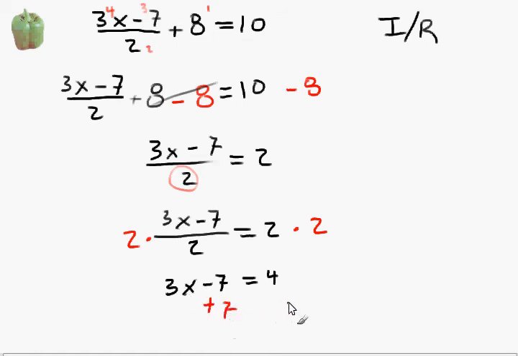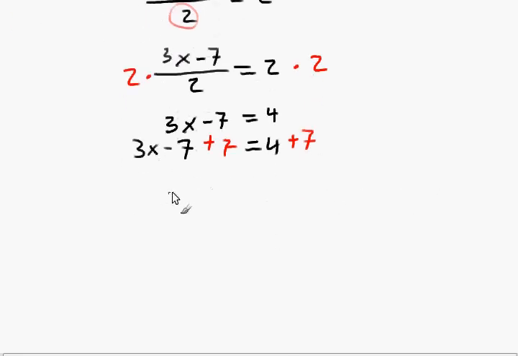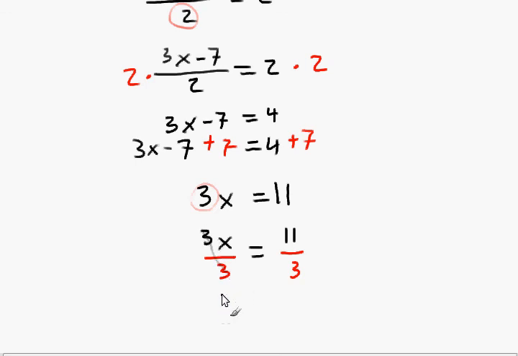We'll add 7 to both sides. This will give us 3x on the left-hand side is equal to 11. And now we just need to divide both sides by 3. 3x divided by 3 is equal to 11 divided by 3. These cancel out. We're left with x is 11 thirds. That's our solution, and that's also the end of section 2.1.